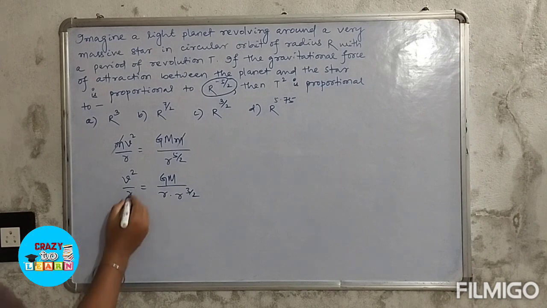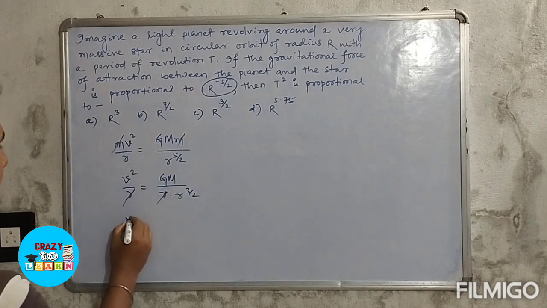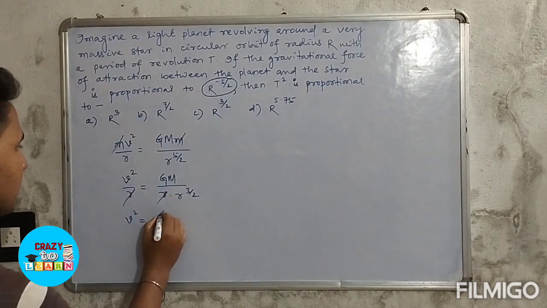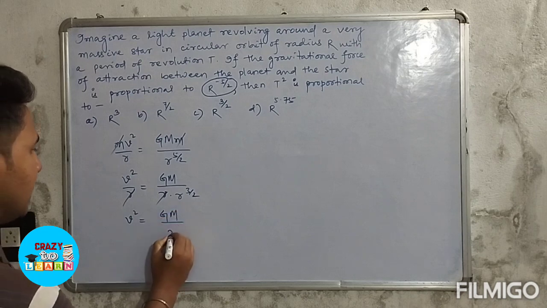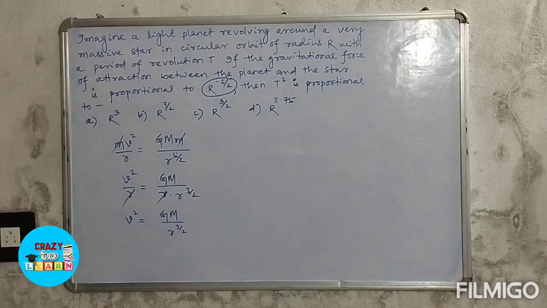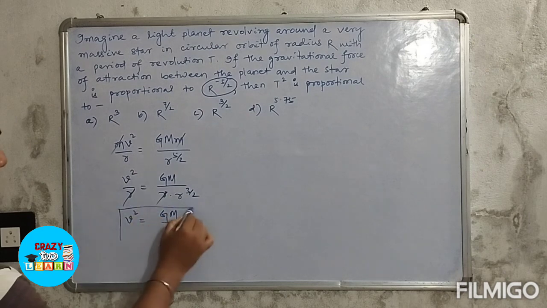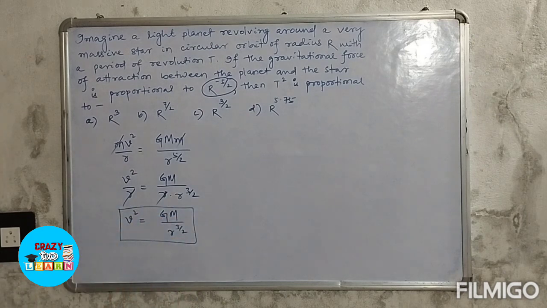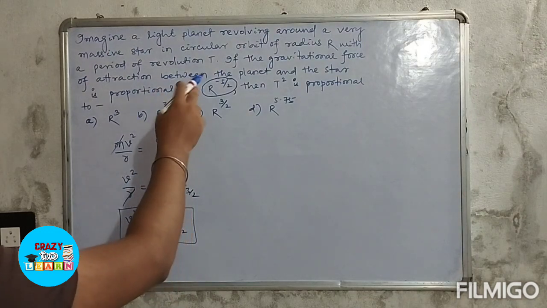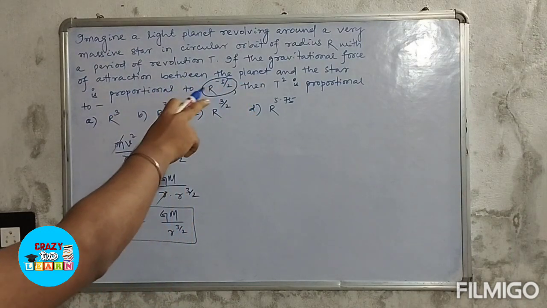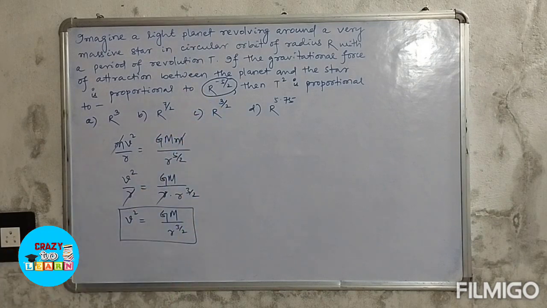So now cancel r from both sides, so we will get v square is equal to capital Gm by r power 3 by 2. Clear? We are getting the velocity v square. V square is equal to capital G capital M by r power 3 by 2. But it is asked to you, if the gravitational force of attraction is this, then T square is proportional to what? We have to find T square.